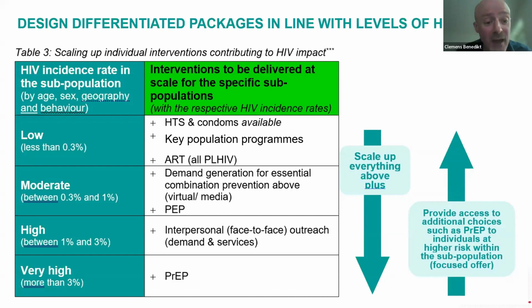One would add active promotion of PEP. In high incidence settings, then really have interpersonal face-to-face outreach, and in the very highest incidence, subpopulations and settings, adding PrEP. And of course, not being exclusive about this, and this is what the arrows suggest here. So we add additional interventions with increasing incidence, but at the same time, for individuals, even in lower risk categories that have particularly high risk, we are open to make available higher intensive interventions like for example outreach or PrEP. Next slide.